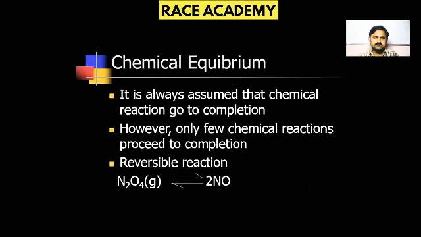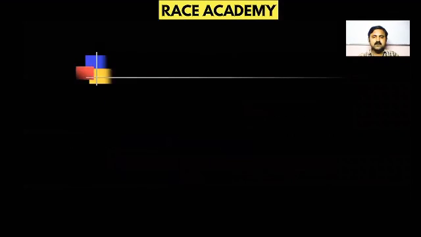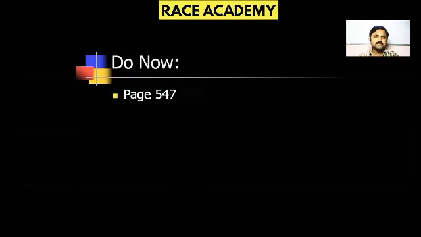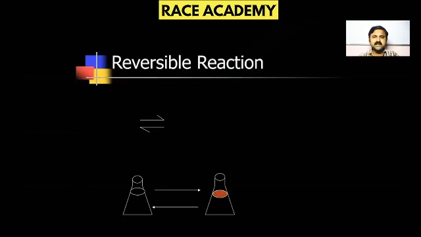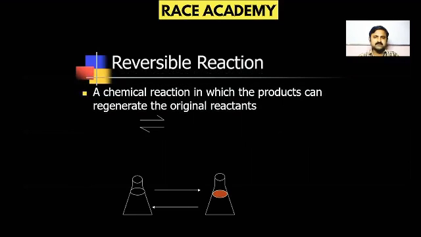N2O4, dinitrogen tetroxide, gives nitrogen dioxide. It's a reversible reaction. Now, you will see a reversible reaction of these nitrogen oxides. A chemical reaction in which products can regenerate the original reactants is a reversible reaction.